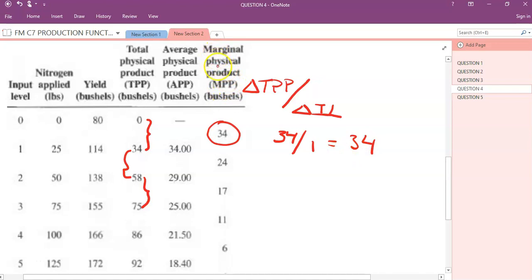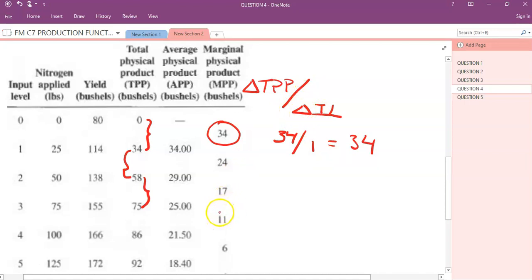MPP, marginal physical product. Anytime you see the word marginal, it means we're looking at an incremental change. If we just change one thing, all other things remaining constant, what happens? This is known in the world of economics and business as a marginal change. Those of you that have been in economics, we covered this. Well, let's do one more to make sure we're doing this correctly.